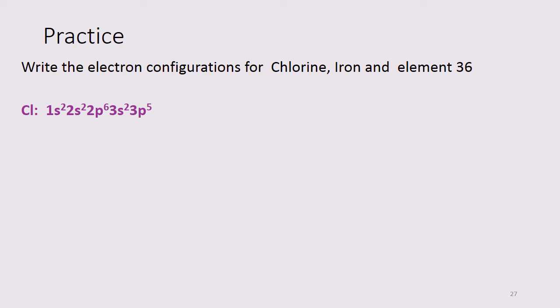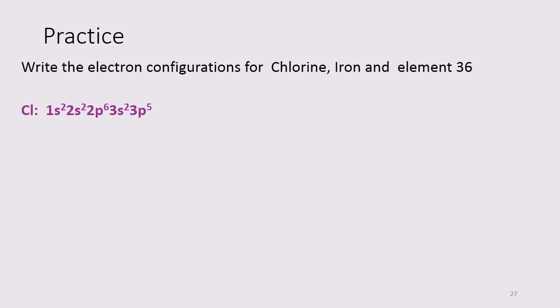Remember that the 1s orbital holds 2, the 2s subshell holds 2 with 1 orbital, the 2p subshell holds 6, 3s holds 2, and then the 3p can hold the rest of them up to 6. If we had more than that, we'd have to keep going on.